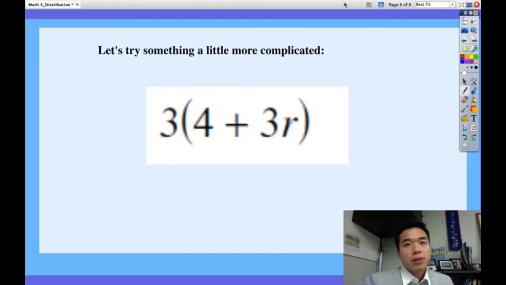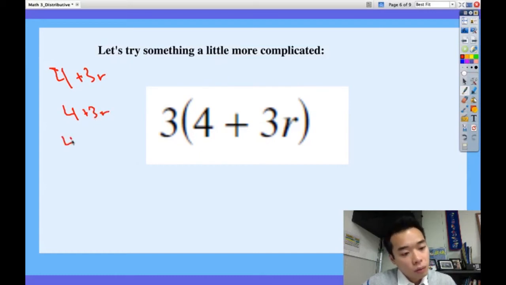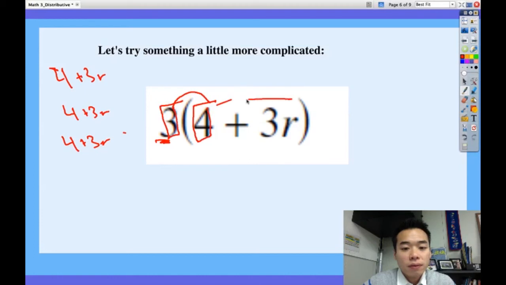And then what you're going to do is, right here, I can write it out longhand if I want. 3 times 4 plus 3r is the same thing as saying 4 plus 3r, 4 plus 3r, 4 plus 3r. That literally means I have 3 groups of 4 plus 3r. Instead of doing it the long way, I'm going to do the shortcut, which is multiply. Okay, so first thing I'm going to do is box my term with the symbol to the left. So I have a positive 3, I have a positive 4, and a positive 3r.